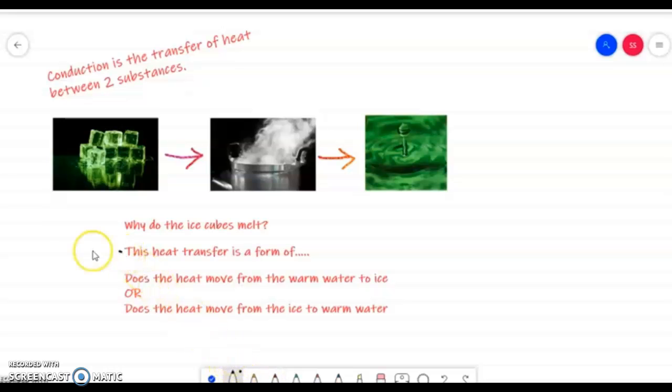So does the heat move from the warm water to the ice water? Or does the heat move from the ice to the warm? Well, if you will recall, we read on page 12 in the very first paragraph, heat always moves from a warmer substance to a cooler substance. You should have that highlighted in paragraph 1. So heat would move from warm water to ice water.